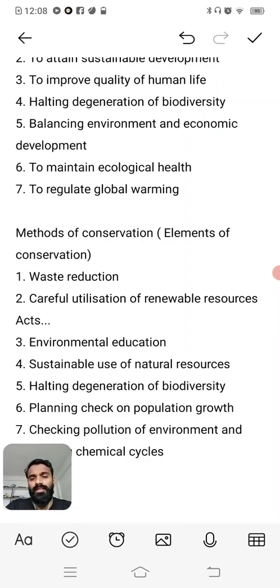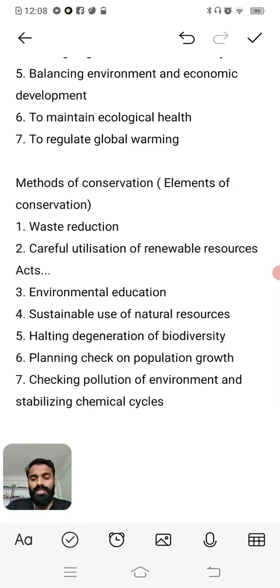Now, what are the methods or the elements of conservation, or the methods of conserving? First of all, waste reduction. The waste we produce after production has to be reduced. Second is careful utilization of natural renewable resources. Whatever resources are renewable have to be carefully utilized.